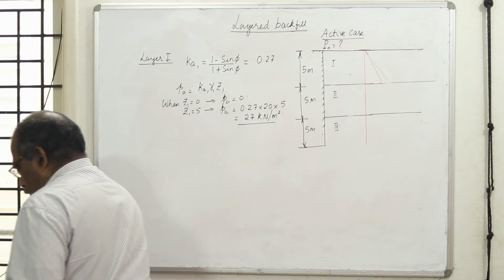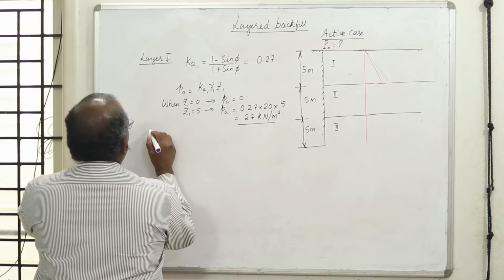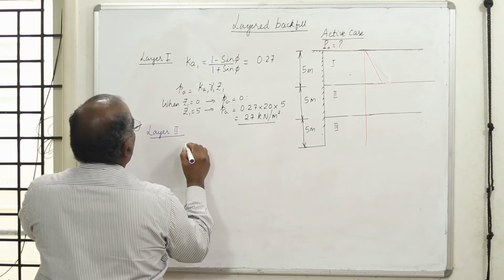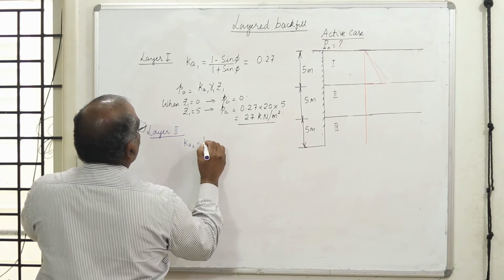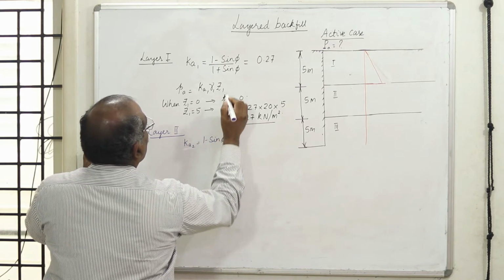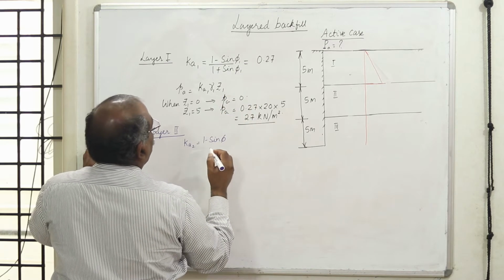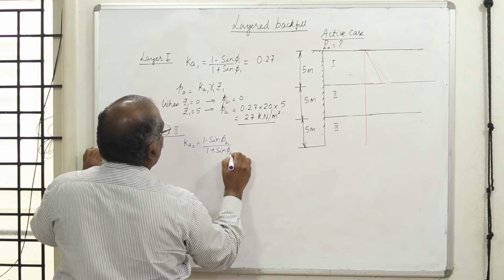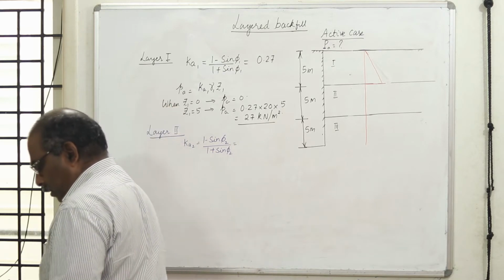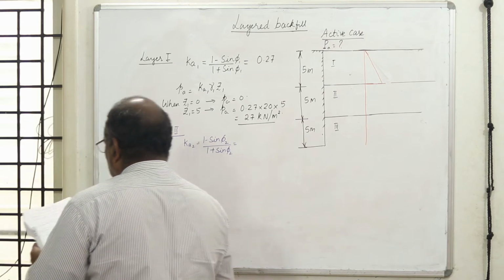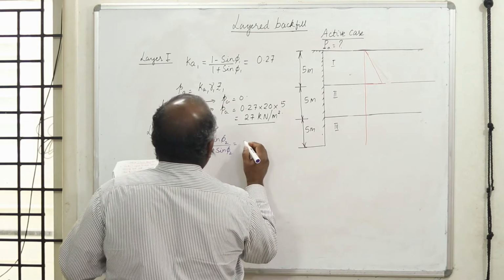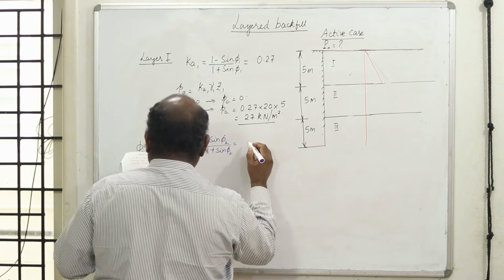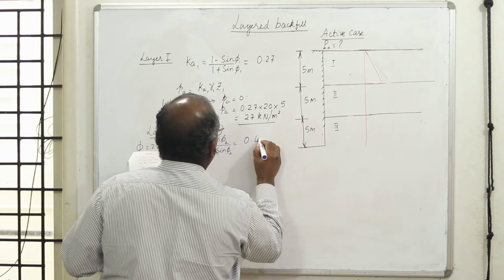Now let us go to layer 2. For layer 2, what will be the value of Ka2? Ka2 is equal to 1 minus sin phi 2 divided by 1 plus sin phi 2. Phi 2 is equal to 25 degrees, therefore Ka2 works out to 0.41.